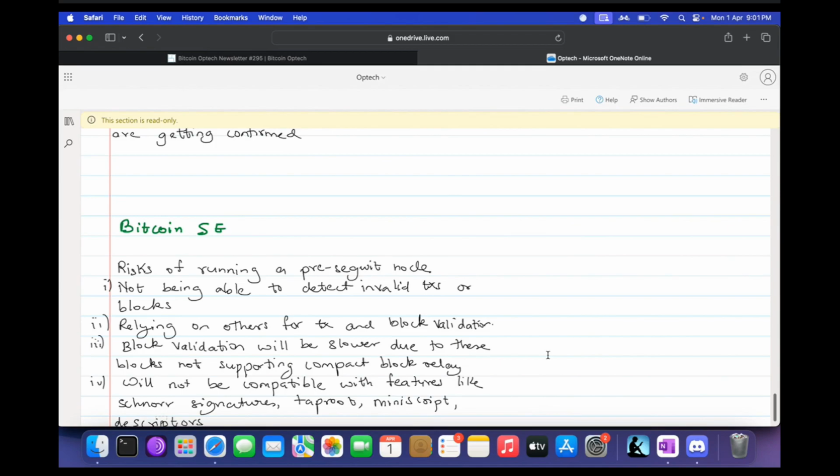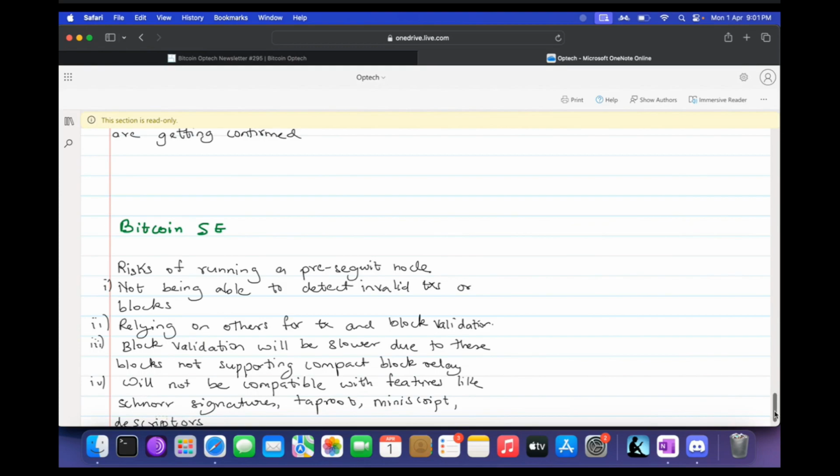So the block validation becomes very much cumbersome. That is another drawback. And there are other features like stored signatures, like Taproot, like Miniscript, like descriptors. You can't indulge in even public key aggregation. You can't participate in the Lightning Network anymore, right? I think so, yeah. Wow, this is a real problem, right?